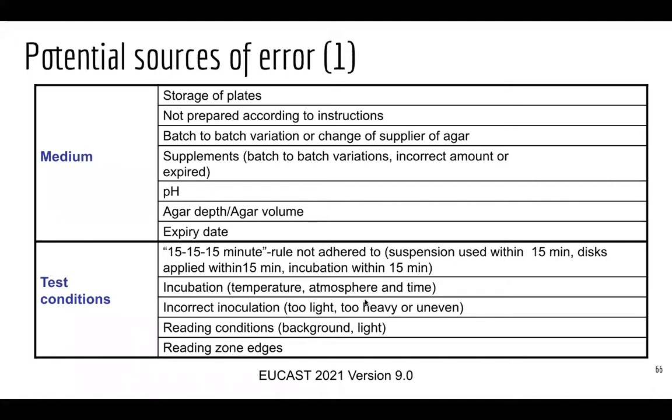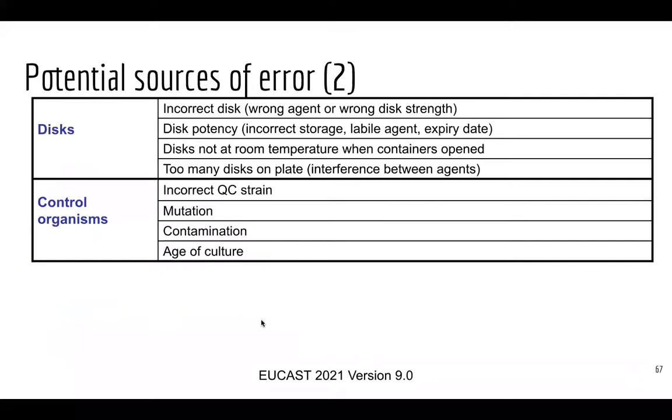Yeah. So we've got various different sorts of error: pH, supplements, expiry dates, keeping to these rules, the reading conditions, the reading edges, and then the discs. Sometimes they weren't stored properly, sometimes there's too many on the plate, sometimes you use the wrong QC strain accidentally, so you might want to check that your strain's actually correct again via some of the methods from last week, and sometimes the age of the culture.